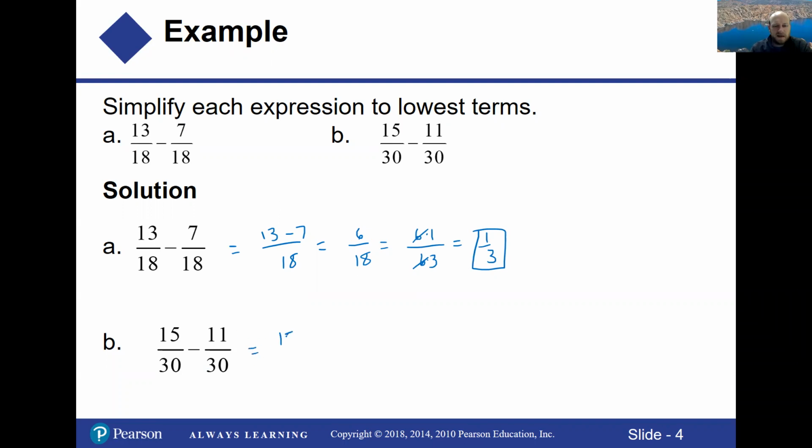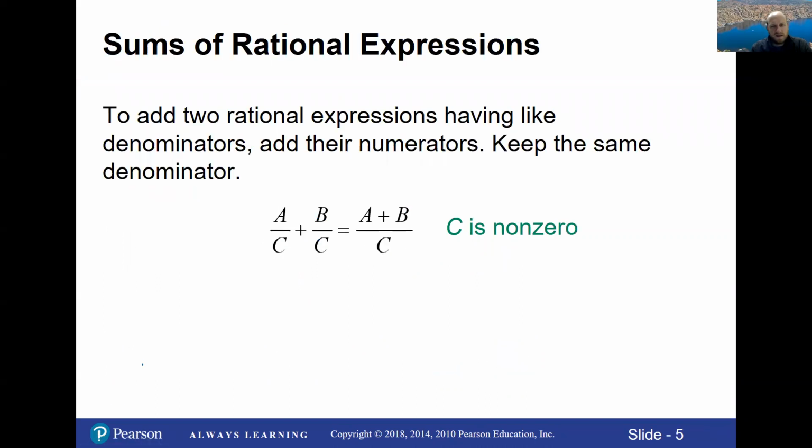And then here we have 15 minus 11 over our denominator of 30. 15 minus 11 is 4. And then this is going to break into 2 times 2 over 2 times 15. So we can cancel 2's on top and bottom, and we have 2 over 15 as our final answer. So just a couple of quick examples there of adding and subtracting fractions with like denominators and simplifying to lowest terms. The same kind of rule applies to rational expressions.